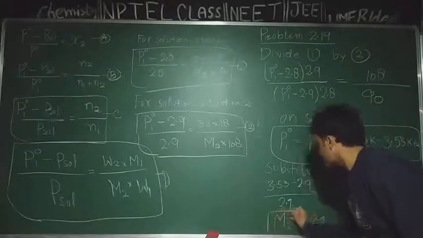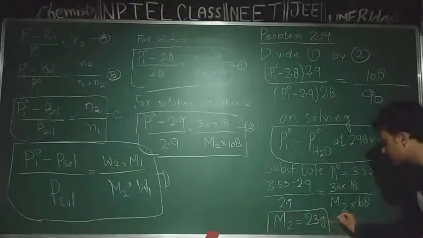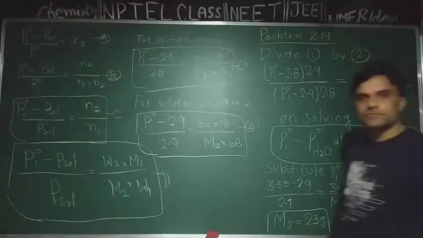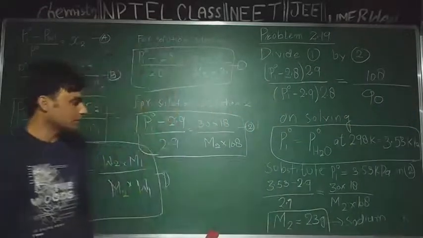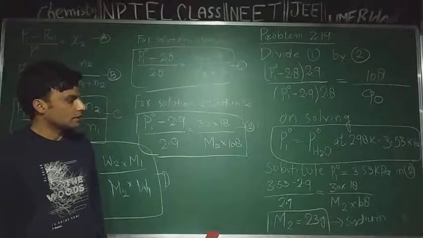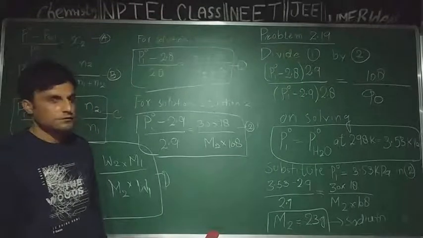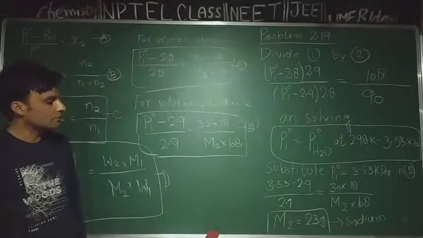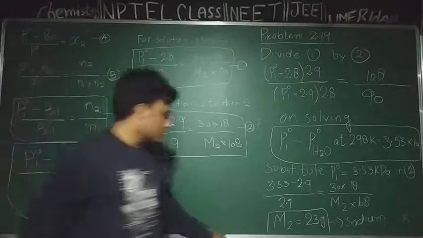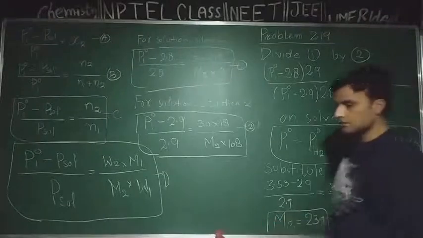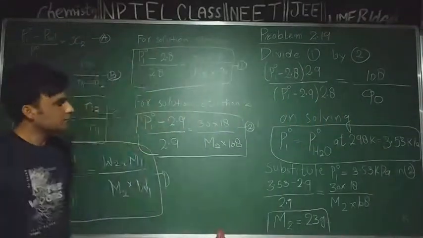So the molar mass of the non-volatile solute is 23 grams, and I guess it is sodium, because sodium has 23 gram atomic mass. Though I need not name or identify the solute, I have only to determine the molecular mass of the solute, which comes equal to 23 grams. It cannot be sodium because I have to determine molecular mass, and sodium has atomic mass. Just write the answer: molecular mass of non-volatile solute is 23 grams.